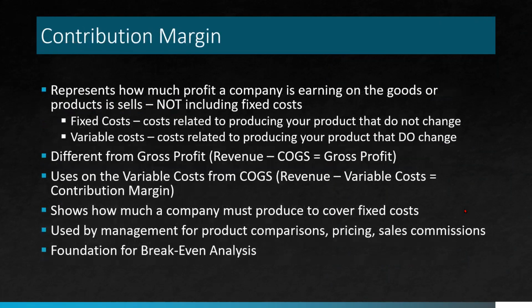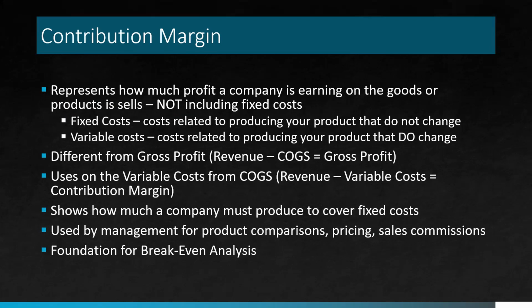The contribution margin represents how much profit a company is earning on the goods or products it sells, and it does not include fixed costs. And we just went through fixed costs and variable costs. Some may think that the contribution margin is the same as gross profit margin, and it's different, right? Gross profit margin takes revenue minus the cost of goods sold. It takes everything. It takes fixed costs and variable costs.